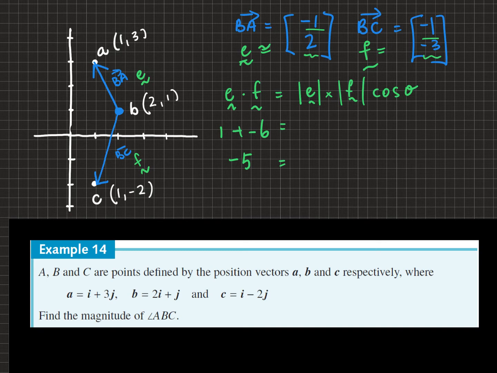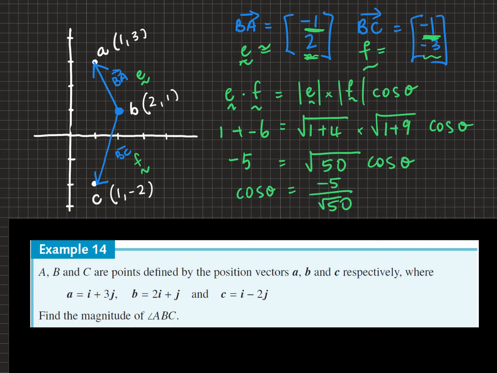For the norm of E, all I'm doing is Pythagoras. Remember, it's going to be the square root of this one squared plus this one squared, multiplied by the magnitude of vector F, 1 plus 9, times the cosine of the angle in between them. So that's 5 times 10 is 50, square root of 50 times the cosine of that. I do a little bit of algebra there, and theta comes out to be 135 degrees. Now I'm going to go back to my diagram. Does that look right? That angle there, 135, yeah, that looks right.